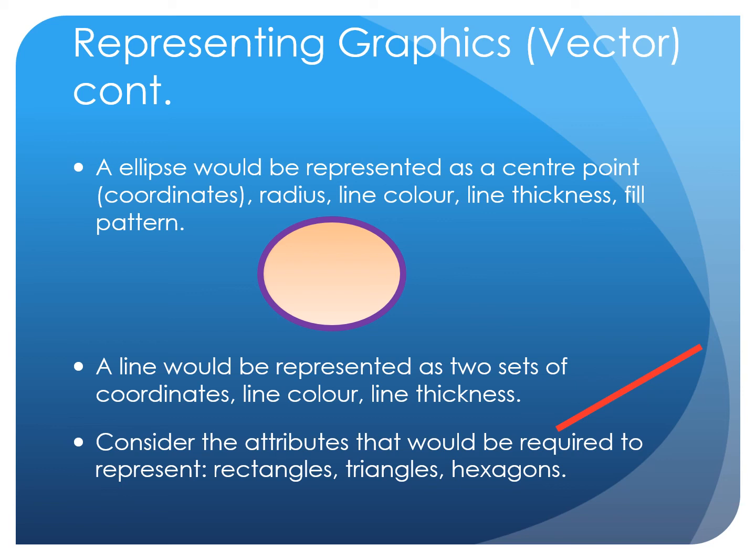Our second example would be a simple line. It would be represented as two sets of coordinate points. We'd also have a line colour, a line thickness, and perhaps a line style, which would include dashed or solid lines. Have a think and consider the attributes of other objects that we can include within an image. Objects perhaps like rectangles, triangles, or hexagons. See if you can think and maybe note down some of the attributes associated with these objects.